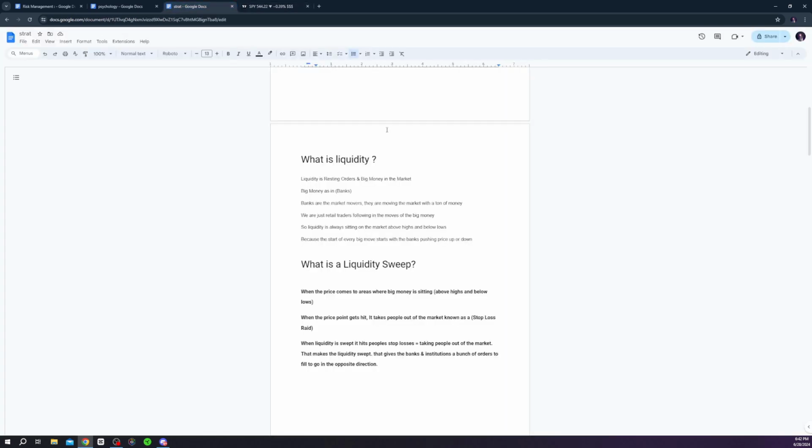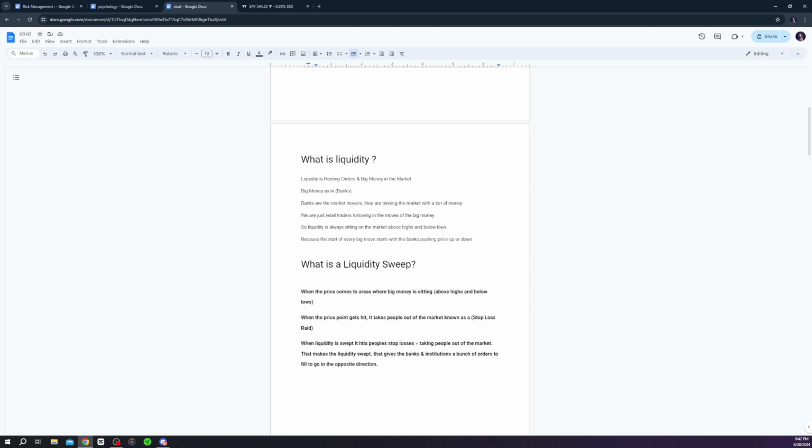The liquidity sweep is when the price comes to the area where the big money is sitting. Remember, above the highs or below the lows, because people's stop losses are up there, big orders are up there. They're waiting to get filled by the banks. They want to make a big push down. So when price hits that point, it takes people out of the market, known as a stop loss raid. We talked about that. When liquidity is swept, it takes those people out of the market. That gives all of those banks a bunch of orders to fill, to go in the opposite direction.